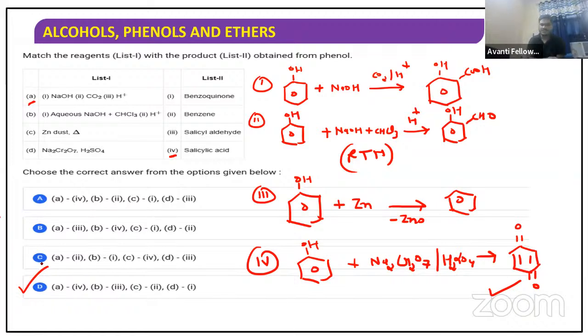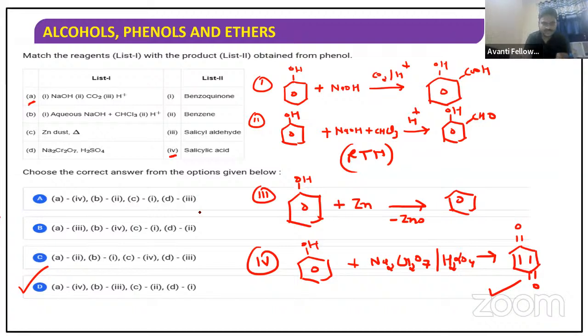because when we treat phenol with NaOH, we'll get salicylic acid. When we treat phenol with aqueous NaOH, we'll get salicylic acid. Similarly, when we treat with zinc dust, we get benzene, and when we treat with Na2Cr2O7, we'll get benzoquinone. Okay, so this is the correct one. So I hope this is clear to everyone. Is this clear to everyone? Did everyone understand? Got it? Okay. So this is a very, very good question.